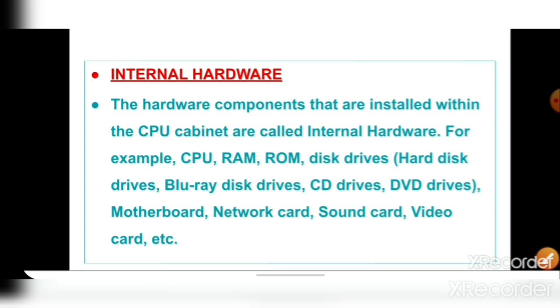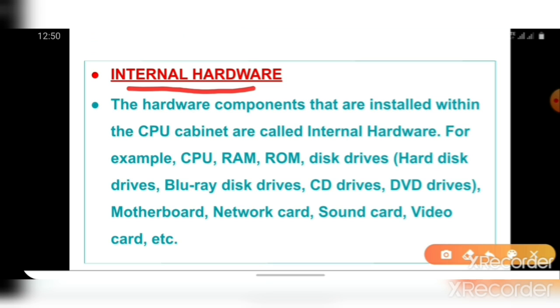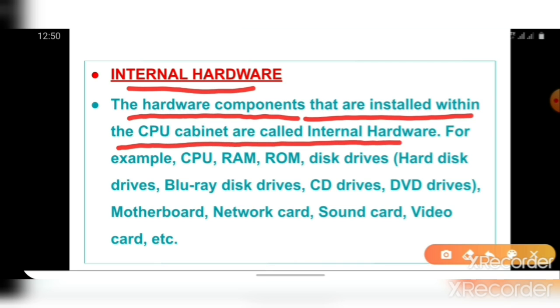Now we had seen that hardware can be categorized into two parts: internal hardware and external hardware. So let's learn what is internal hardware. Let me first define to you what is internal hardware. The hardware components that are installed within the CPU cabinet are called internal hardware. There is a part of a computer which is called a CPU cabinet.